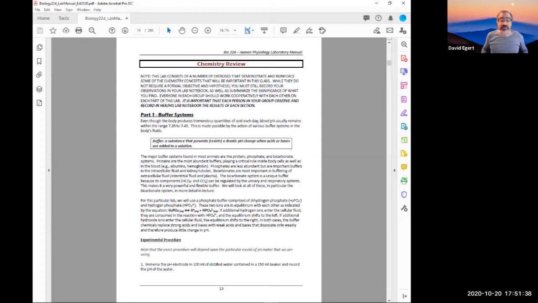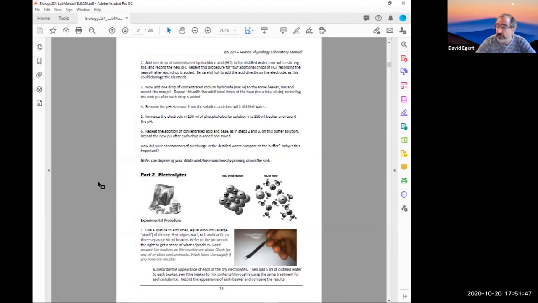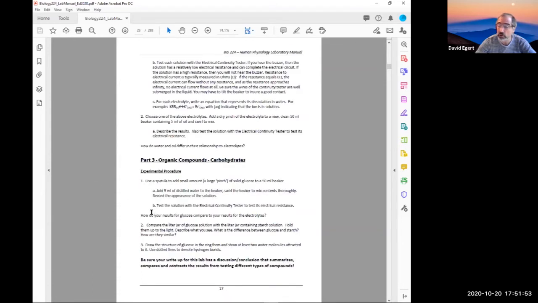All right, so buffer systems were an important thing that we saw. Next, electrolytes. Actually the electrolytes and the carbohydrates, the one with glucose, were basically two sides of the same experiment. What did we do? What did we find? What were some of the major take-home messages from all of the stuff we saw with electrolytes and carbohydrates? Salts dissolve and dissociate and form electrolytes, and some carbohydrates dissolve but do not dissociate in water.